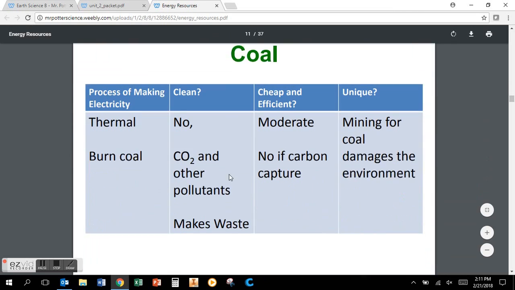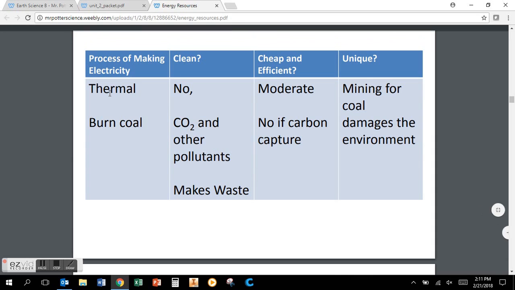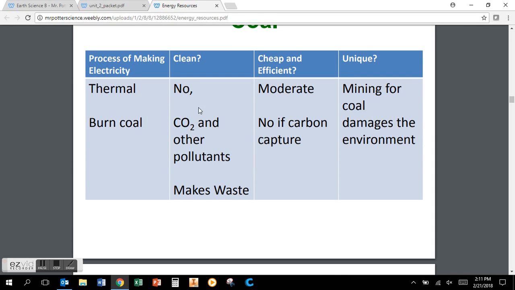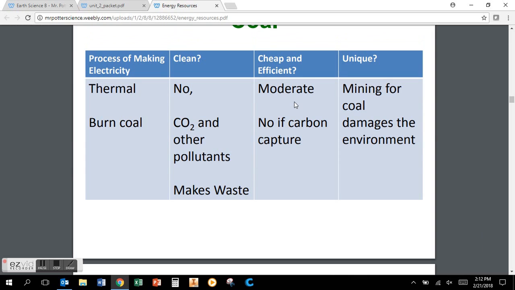Coal is a fossil fuel. This is one that we burn, and we burn it to boil water to make steam. It is definitely not clean. It makes carbon dioxide and other stuff that goes into the air. This one is a moderate one in cost. Depending on the source, some people consider it fairly cheap and inexpensive. It can become expensive, especially if you try to capture the carbon that comes from the power plant.